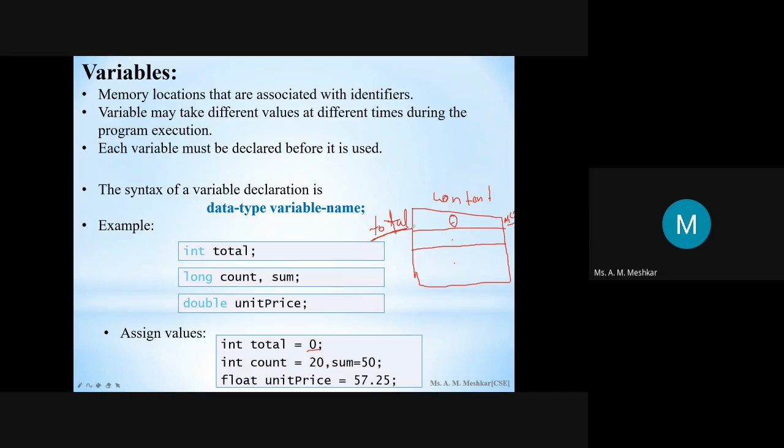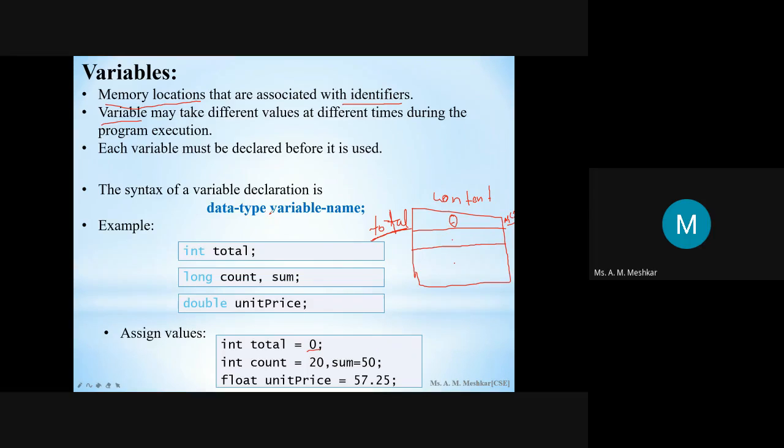So variables are nothing but the memory locations that are associated with the identifiers. Understood? And a variable means it can vary, unlike a constant, which can't change during the execution of the program, but variables may take different values at different times. So that's why the name is variables. Before using any variable, you must declare it in the program.